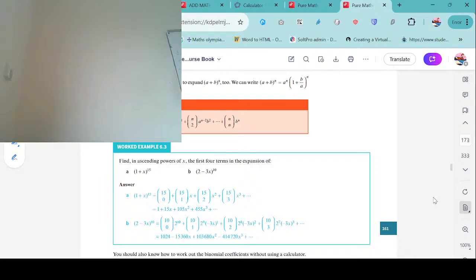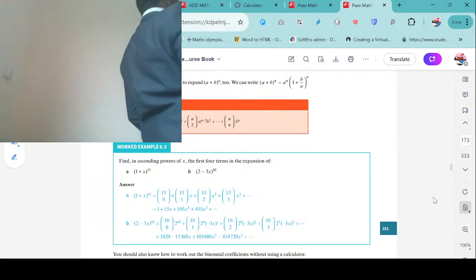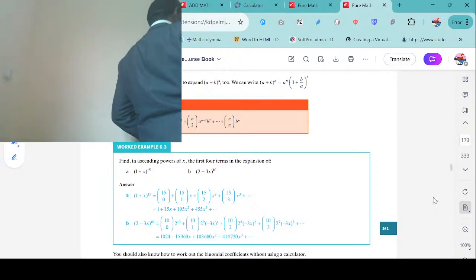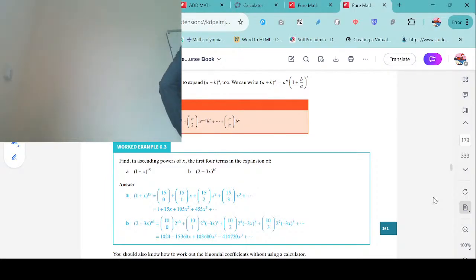But that doesn't mean we don't know about this, because this is the system. I wanted to show you how to use it. So we've covered an aspect of this. So let's move on to differentiation.